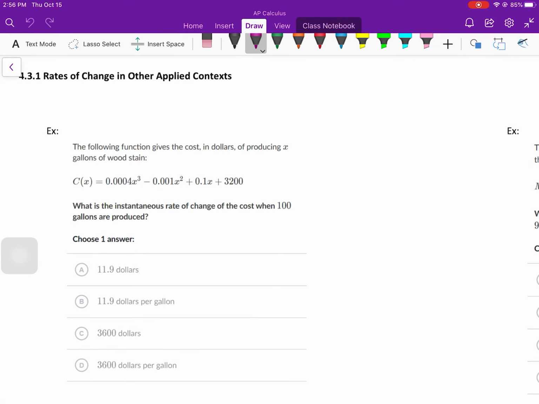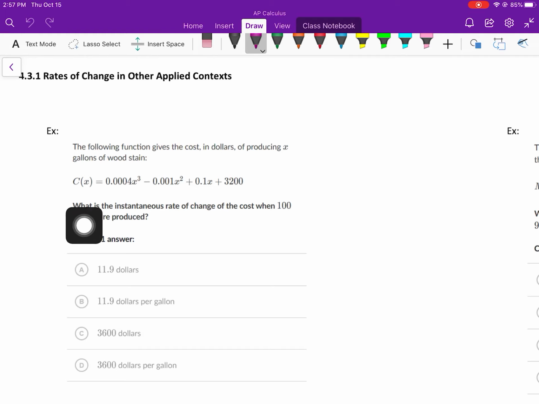So once again, we're looking at rates of change in applied context. If you ever see a problem and they say the rate is represented by C of t or something like that, then that's telling you derivative. Rate is derivative, right? And so here, if they're giving you the original function, like water's pouring in, and this represents the volume, find the rate of change of the volume, you're going to find the derivative.